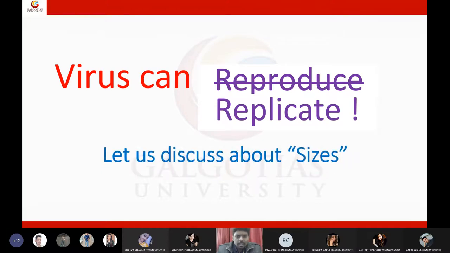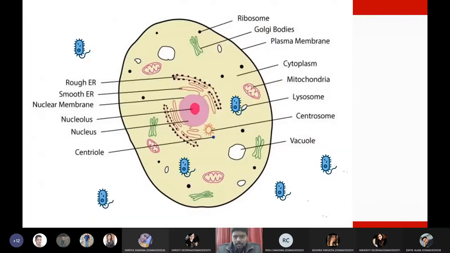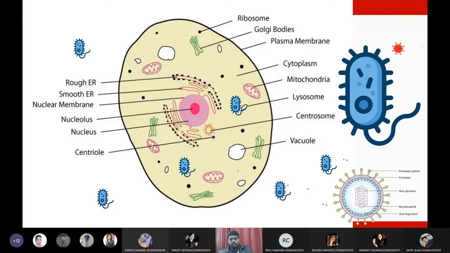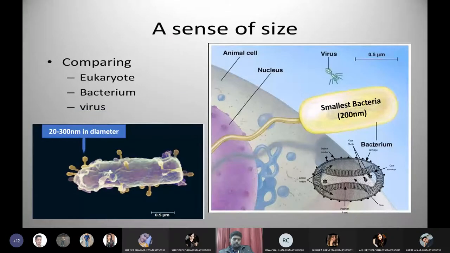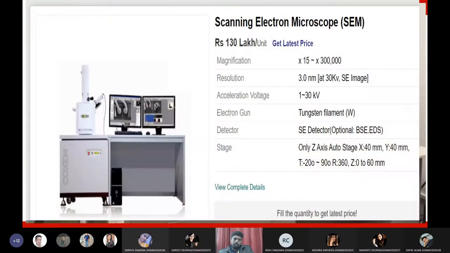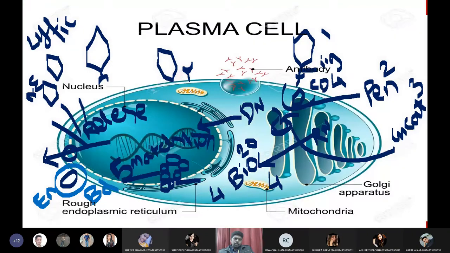Viruses are the smallest living organisms, measured in nanometers. The smallest virus is around 20 nanometers, whereas the largest virus is around 200 nanometers. To study viral morphology, you require a very specialized microscope called a scanning electron microscope, or any electron microscope. Then we discussed viral replication.